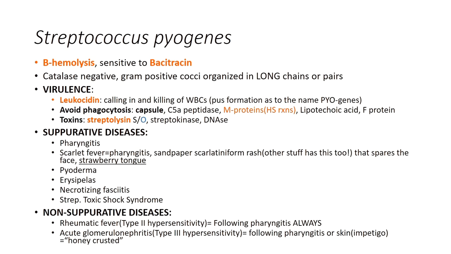So let's talk about Strep pyogenes. It's beta hemolytic. It's sensitive to bacitracin. That's one of our differentiating features between group A strep and group B strep, which is Strep agalactiae, because that is the one that is resistant to bacitracin. It is catalase negative, as we know all our streps are. It's gram-positive cocci organized in long chains, and this is another thing that also differentiates it from group B strep or Strep agalactiae.